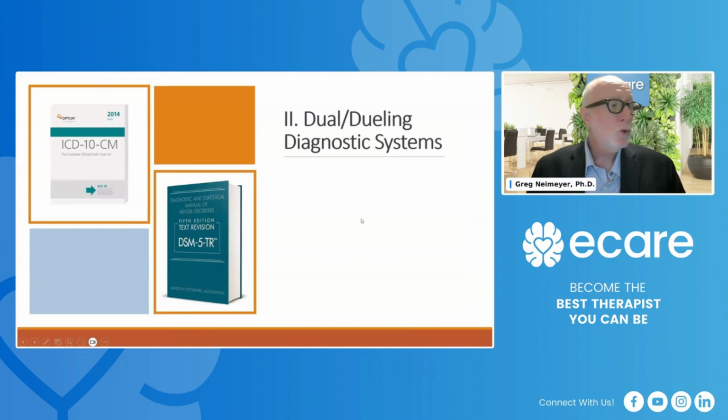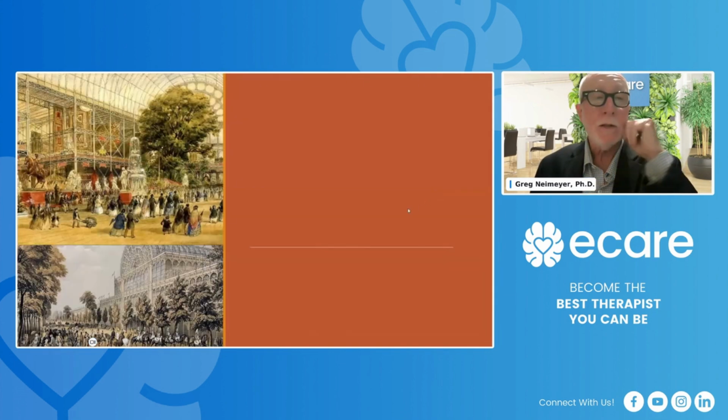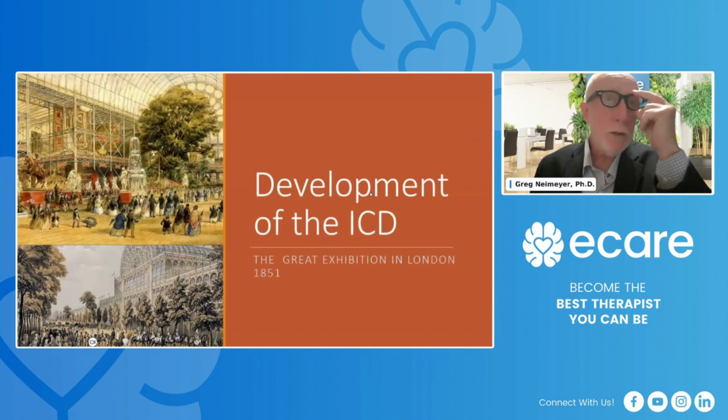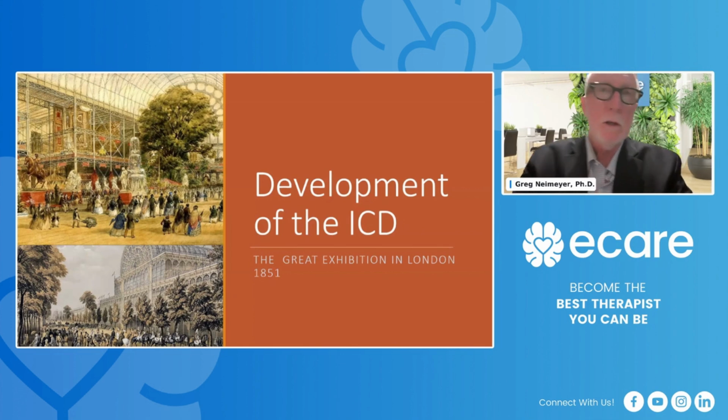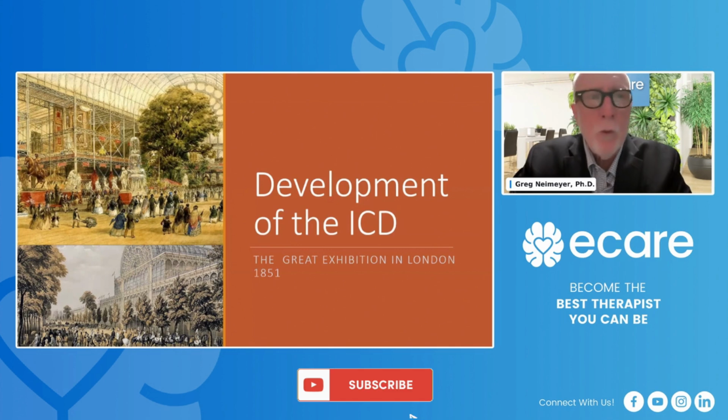So let's talk about these dual diagnostic systems. There are 2 of them, and we're going to talk about the DSM and the ICD. You know, we know the DSM came out in the 1950s, came out in 1952, and we'll talk about that. But the ICD actually predates the DSM by about 100 years. And to understand the origins of the ICD, it's important to go back to a time when the world was lit only by fire. Now, you don't remember this, and I don't remember this, but you will remember the tail or the wake of this.